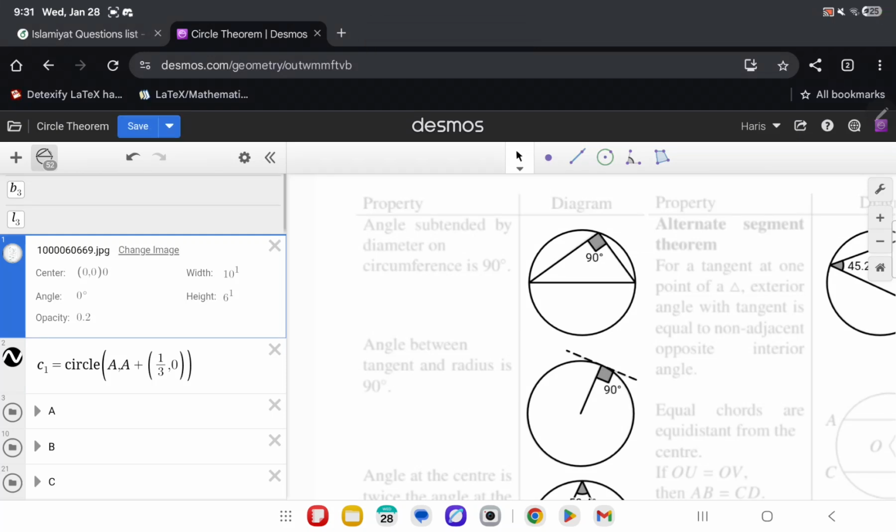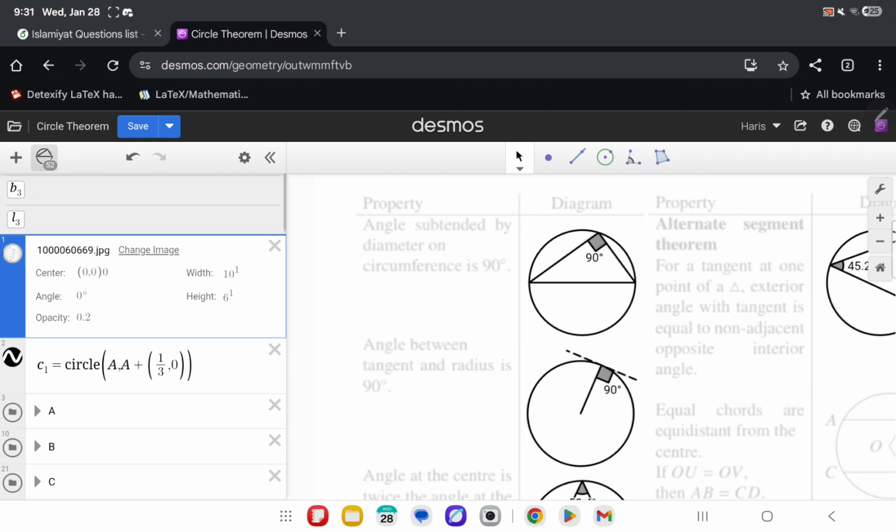Circle theorems. Nobody seems to understand this, so I made a video to fix that. Okay, let's talk about the different theorems like discussed in the chapter and in my notes. Firstly, this line is not the same.